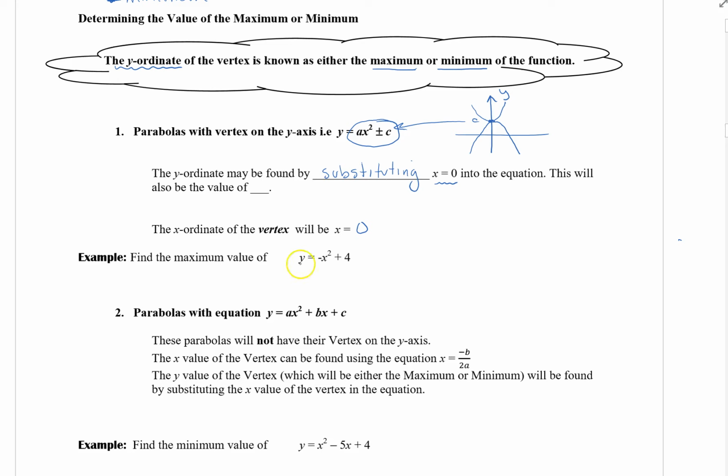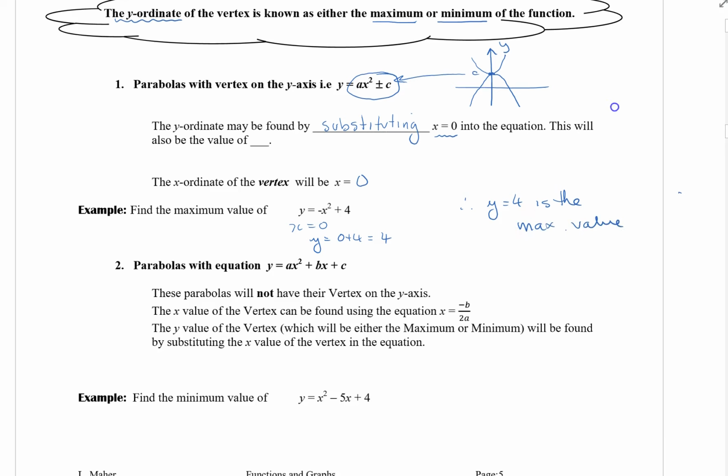So find the maximum value of y equals minus x squared plus 4. Put x equal to 0. It's pretty clear to see that that's going to be 0 plus 4. And remember I said it's all about the y-ordinate. Therefore, y equals 4 is the max value.